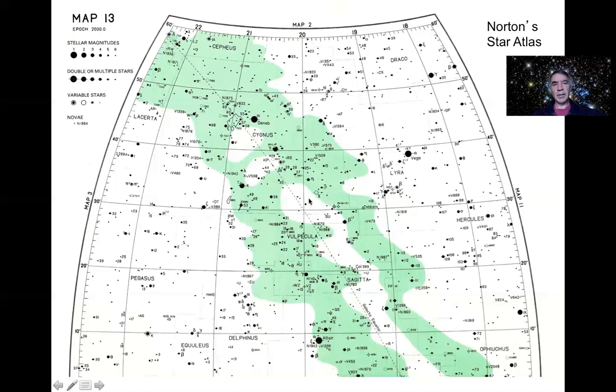The green stuff up through here is the Milky Way. You'd definitely be hard pressed to see that in Leeds. You'd have to get outside and get onto a dark site to see that. We'll come back to the Milky Way later in the module.